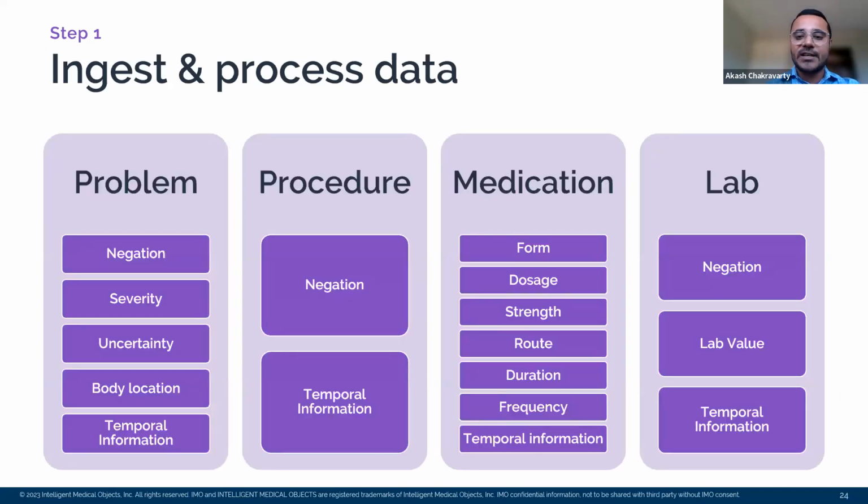So let's look at the entities that we can recognize for each domain. For the problem domain, we can identify negation terms within that particular domain. An example would be if the patient intake note said something like the patient does not have diabetes or the patient denies a cough. That would be an example of negation.